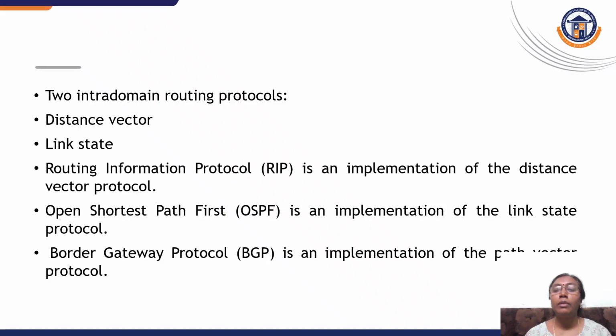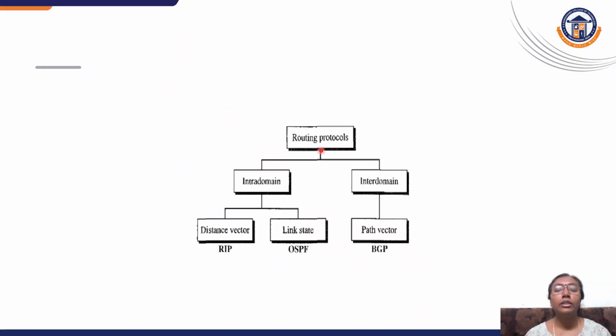There are a number of protocols in intra-domain and inter-domain routing. Distance vector routing and link state routing come under intra-domain routing, and for inter-domain routing, the path vector routing protocol is available. RIP is the implementation of the distance vector routing protocol. OSPF is the implementation of link state routing, and BGP, Border Gateway Protocol, is nothing but the path vector routing protocol.